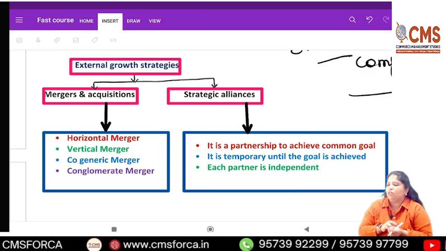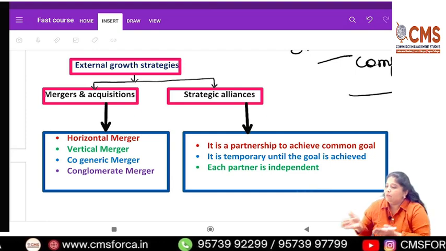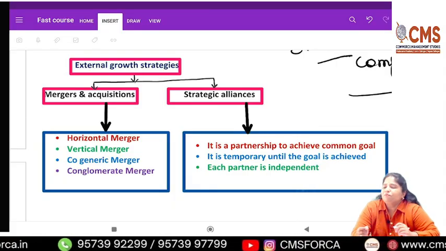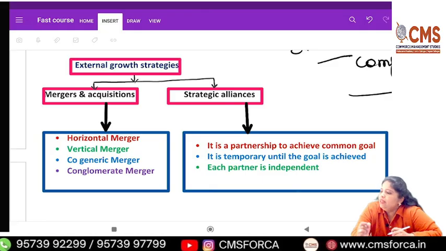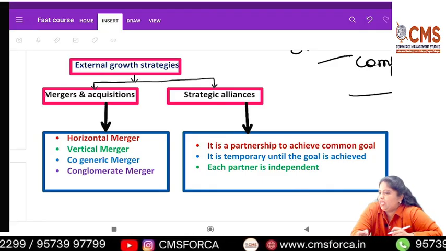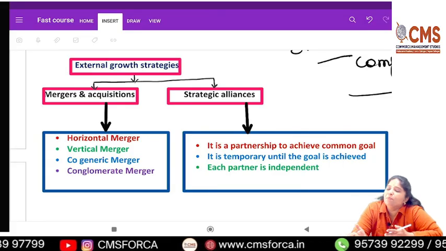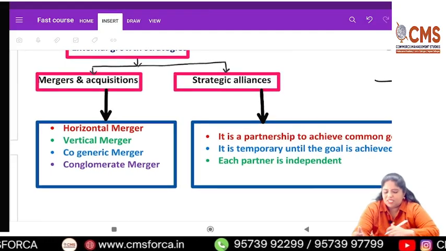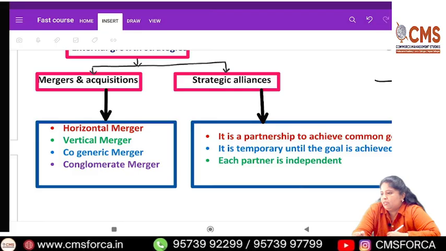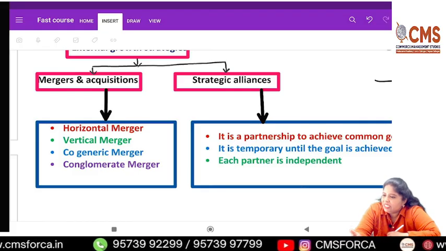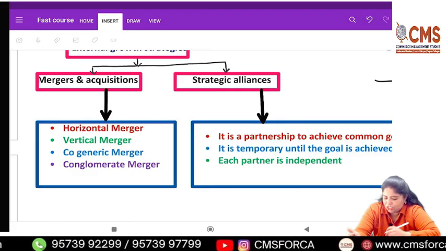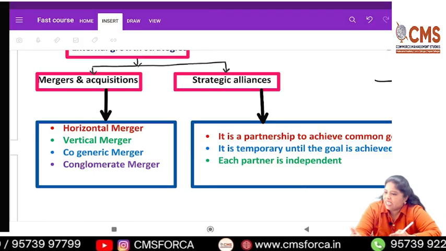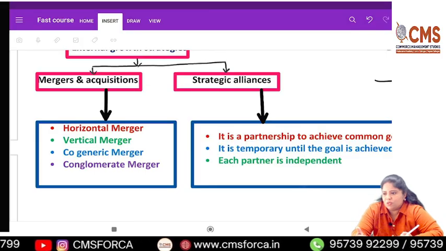Now, let's talk about what is a merger and how it differs from acquisition. So, let's start today's session learning about the various features we have in merger and how a merger differs from acquisition. Now, as you can see, mergers can be of four different types: horizontal merger, vertical merger, co-generic merger, and a conglomerate merger. We will try to discuss each one of them as we proceed further.